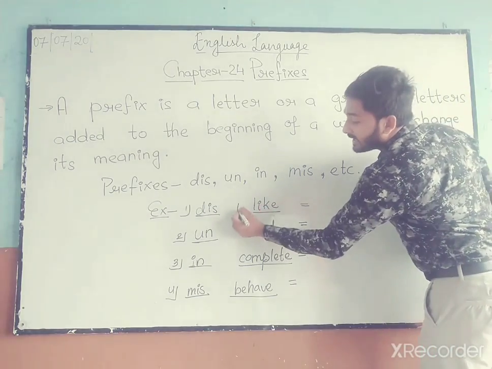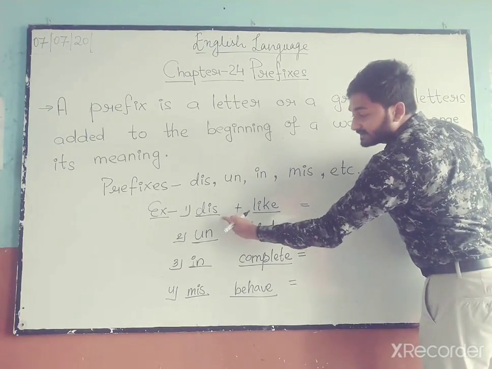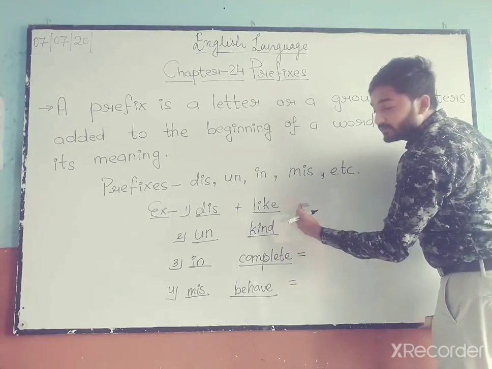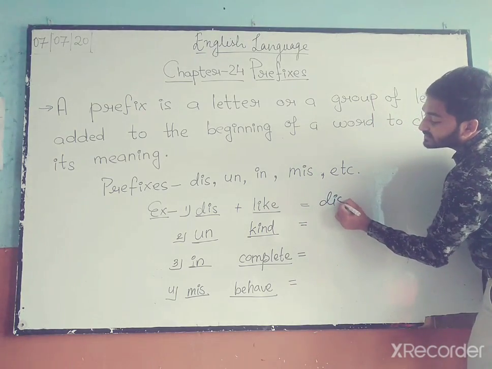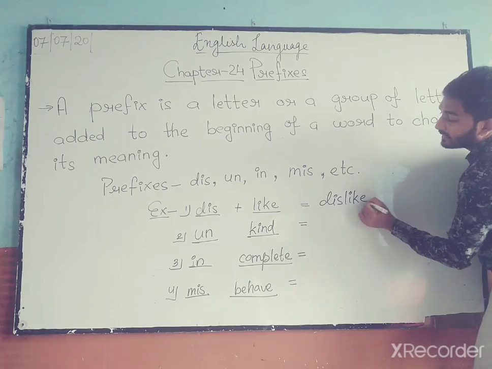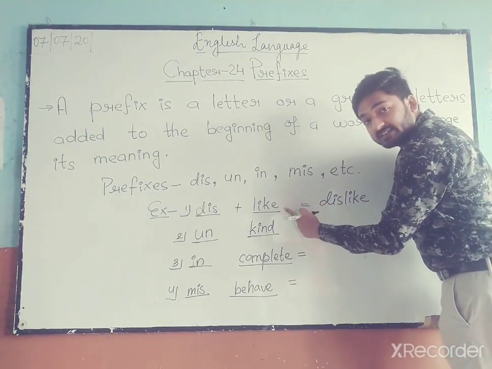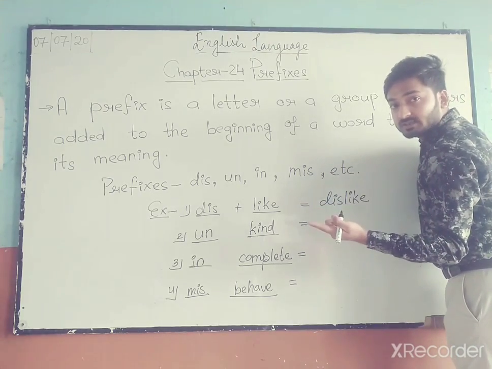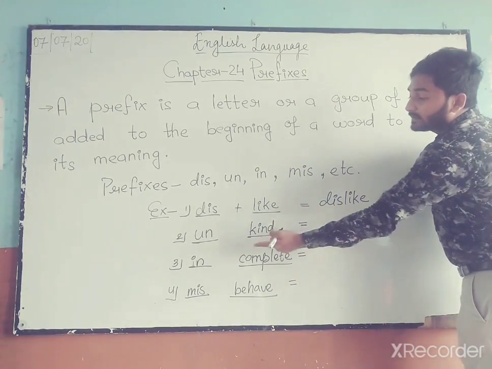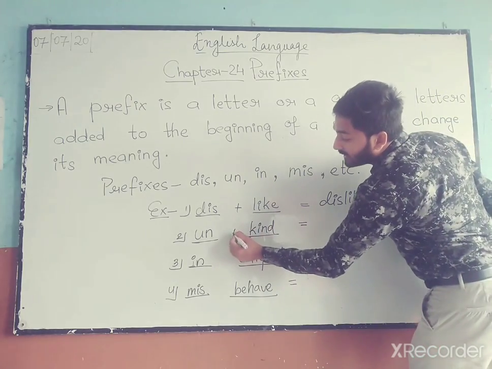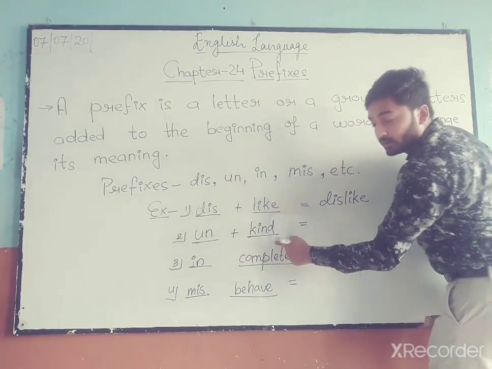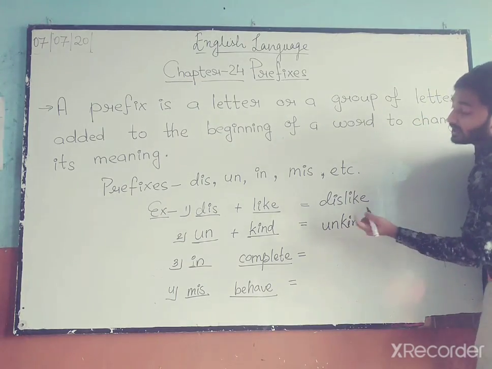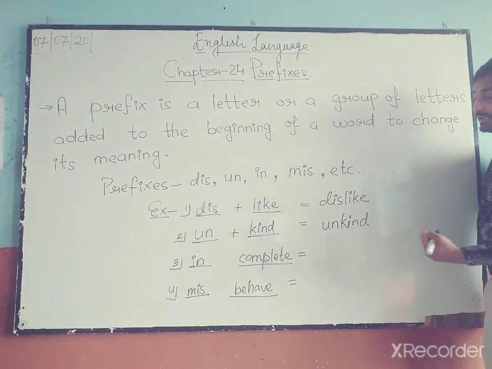When we add dis, which is a prefix, and like, which is a base word or root word, we get a new word which is dislike, which is also an antonym of like. Antonyms, do you remember, which we have learned in the last class? Number 2, unkind. When we add this prefix with this root word, we will get a new word unkind, which is also an antonym of kind.